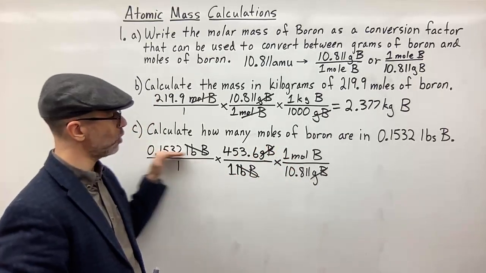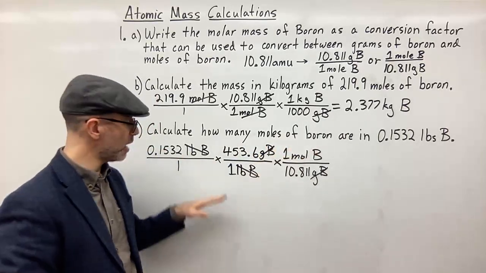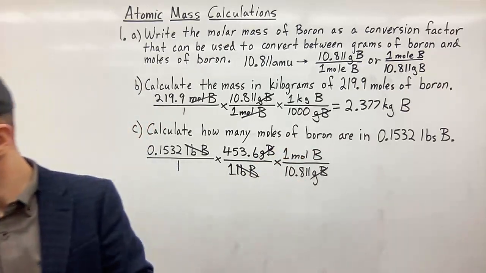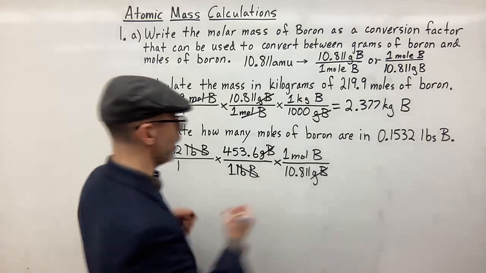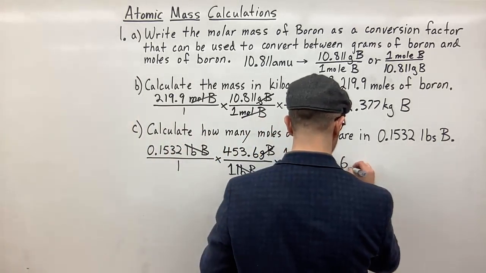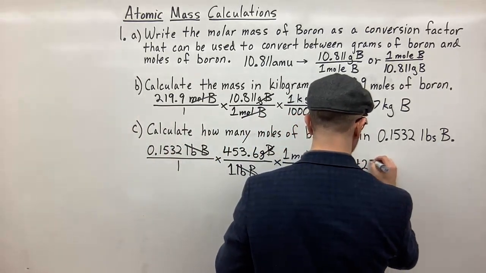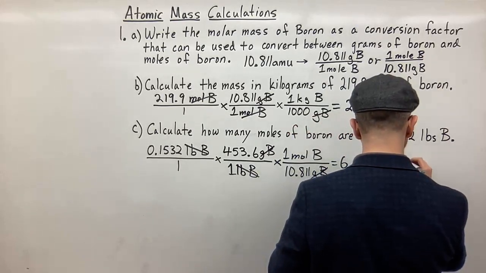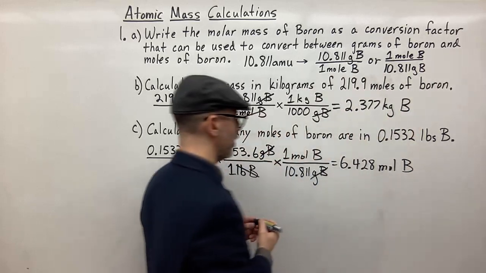All I need to do is multiply by everything on the top, divide by everything on the bottom. And when I do that, I get 6.428 moles of boron.